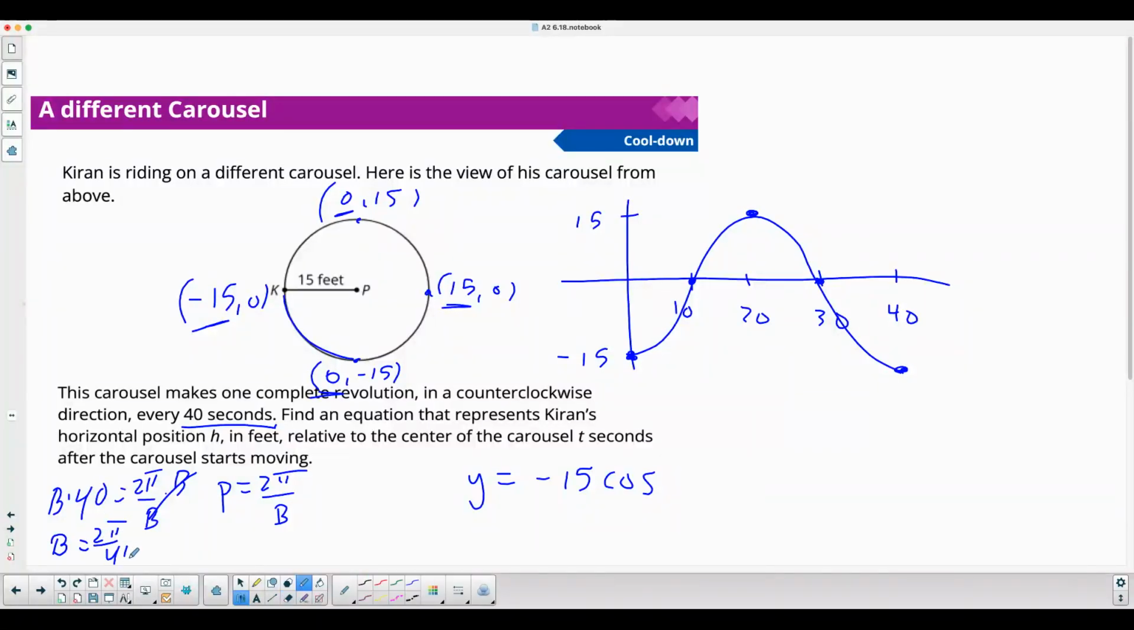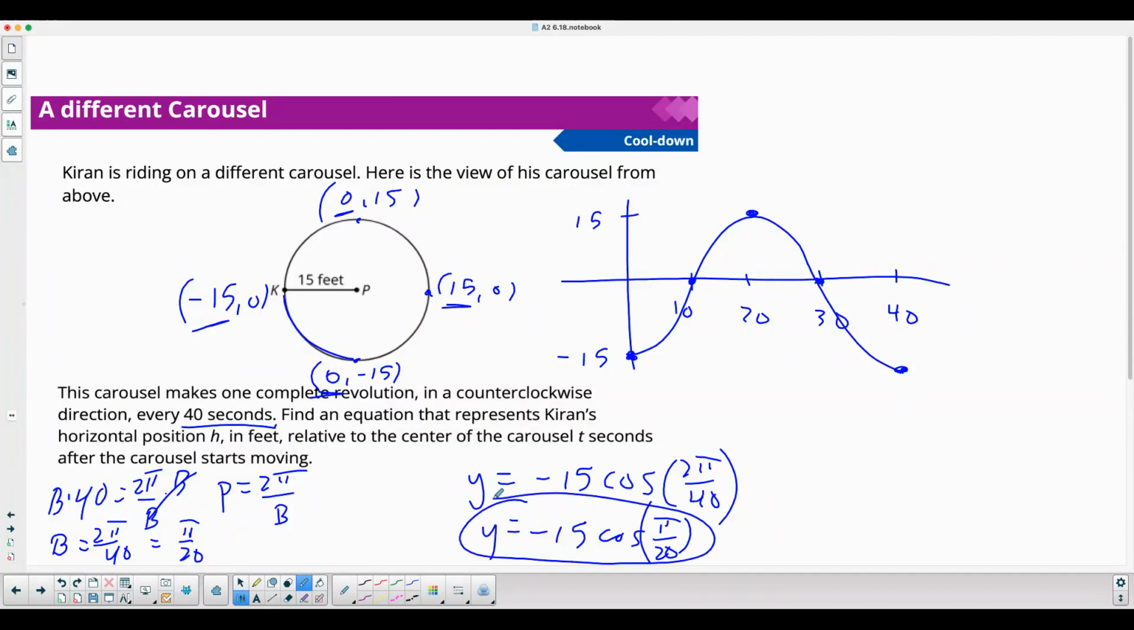over 40. So you could call it pi over 20, or you could just leave it as 2 pi over 40. I think our book leaves it as 2 pi over 40. You can leave it like that, or I would probably reduce it. And there you go. All right.